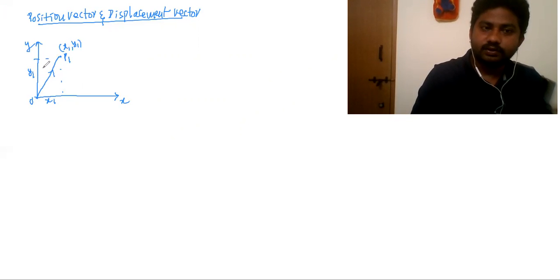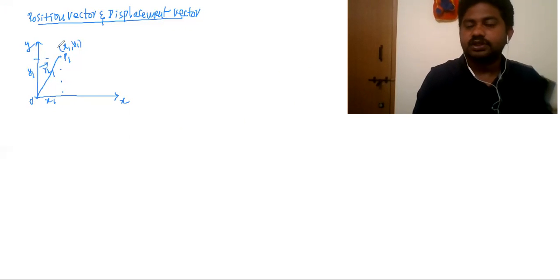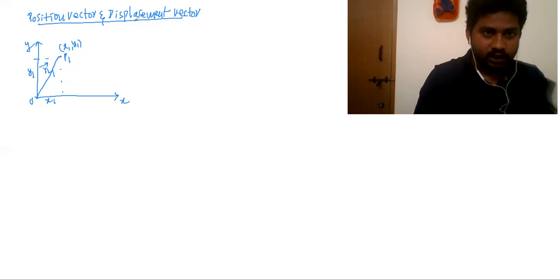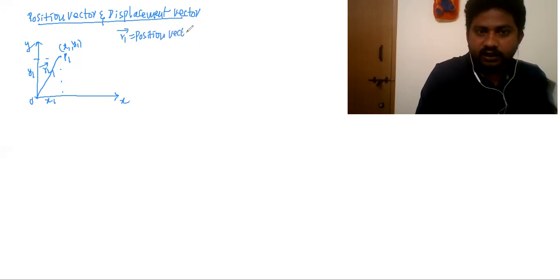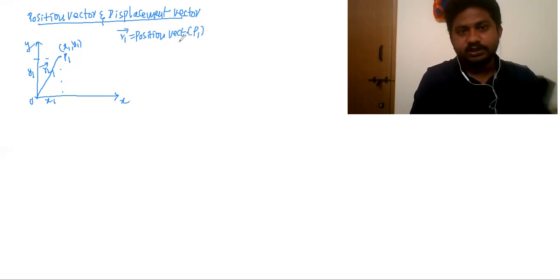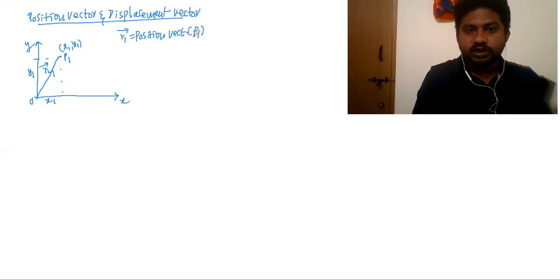Position vector is denoted with the symbol R. As this is my first position, I am writing it as R1 bar. It is so simple. R1 bar is the position vector, which is defining the position of the particle P1 in this plane. So the position of that particle is represented by this vector.